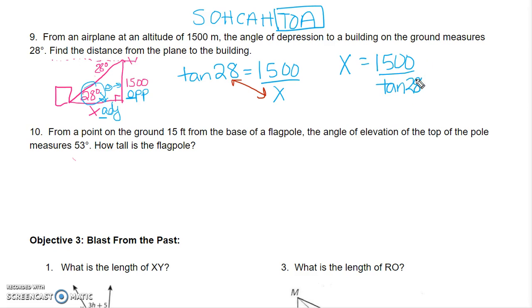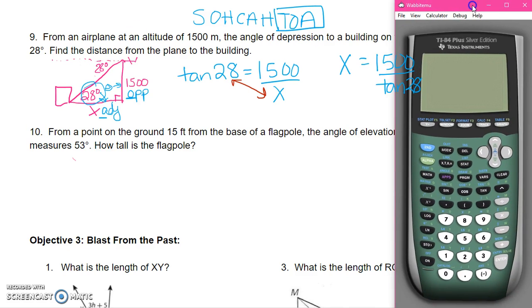And I'm going to grab my calculator. Make sure it's still in degree mode, and it is. And I'll type in 1,500 divided by tangent of 28. That means the horizontal distance between the plane and the building is 2,821 feet. Okay.